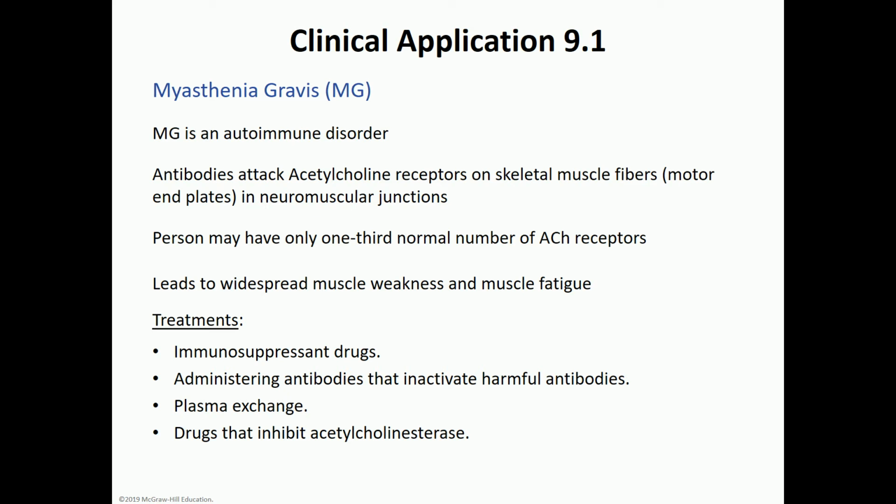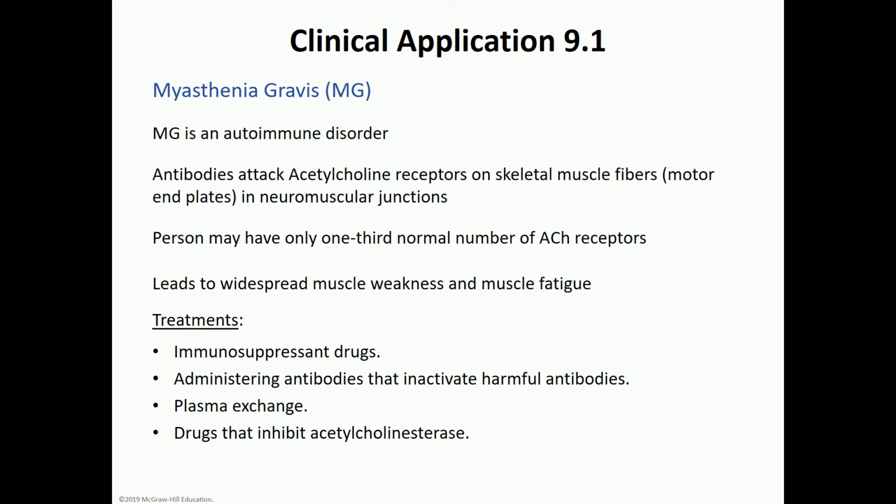And in this case, in myasthenia gravis or MG, the person is making antibodies against those cholinergic receptors, against the acetylcholine receptors that are found on skeletal muscles. So you could imagine that acetylcholine comes out, but there are no receptors to attach to.